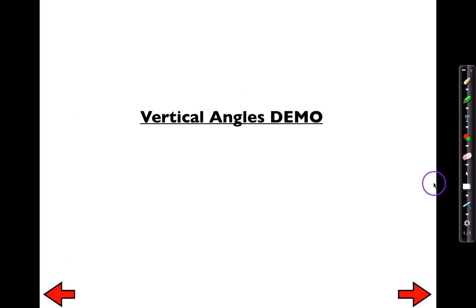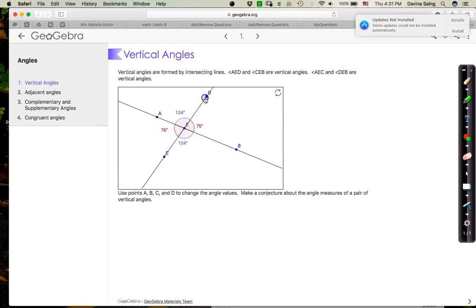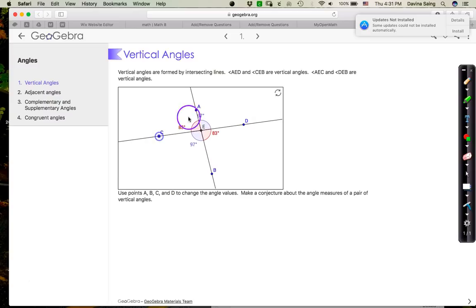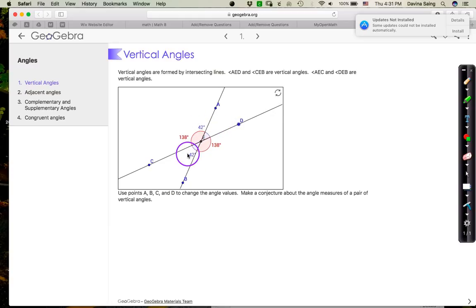Okay, so let me show you a quick demo on a vertical angle. You're going to see no matter how I draw these two intersecting lines, no matter where they intersect, these vertical angles are always congruent to one another. 43, 43, 137, 137. No matter how I move it, if you look very closely at the numbers, the vertical angles are always congruent to one another every time. And there's no two lines that won't do this. Any two lines that intersect will always create two vertical angles, a set of two pairs of vertical angles.